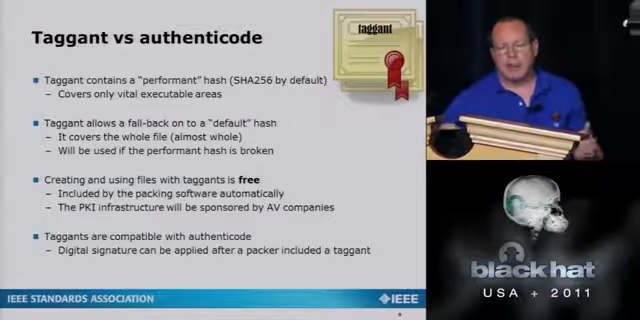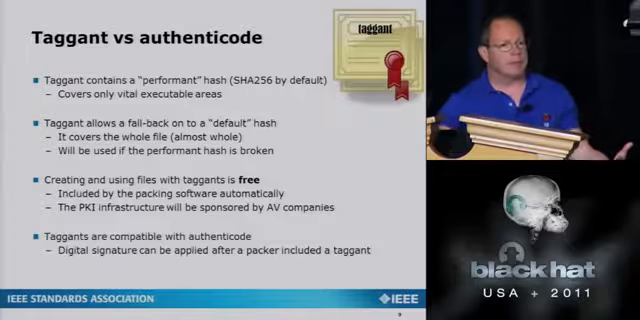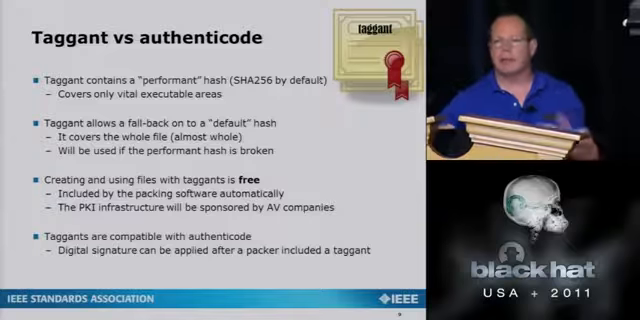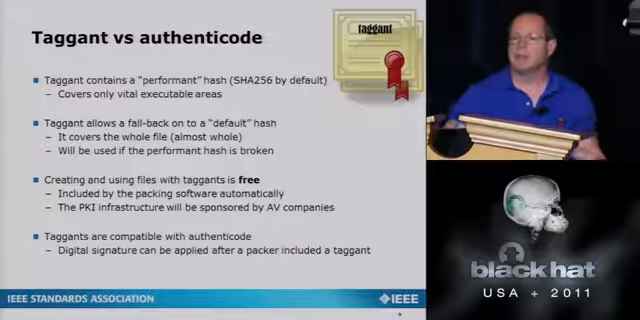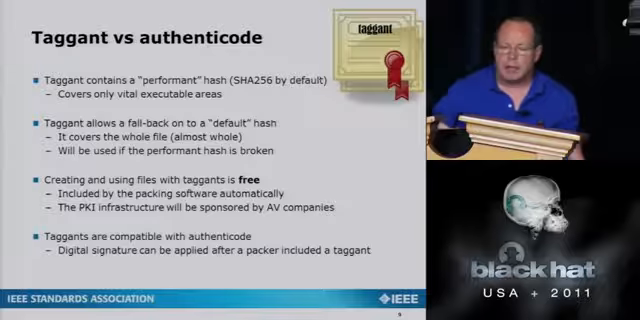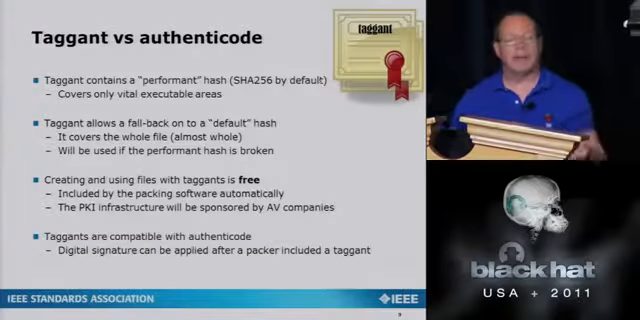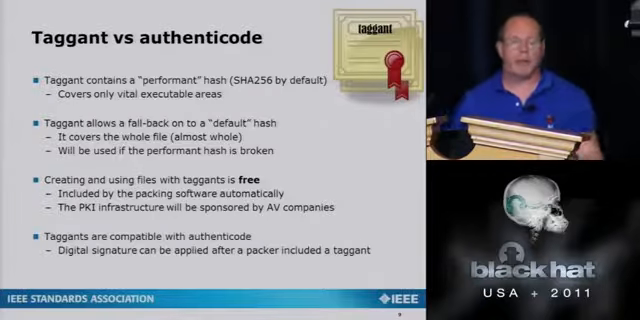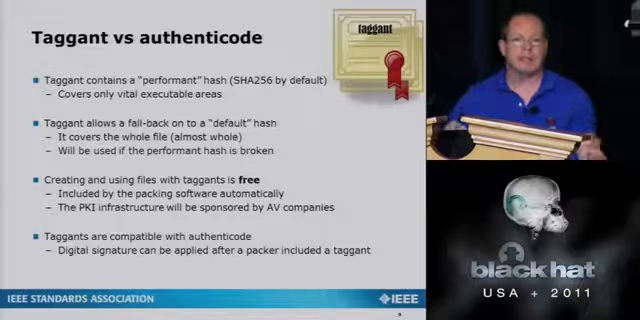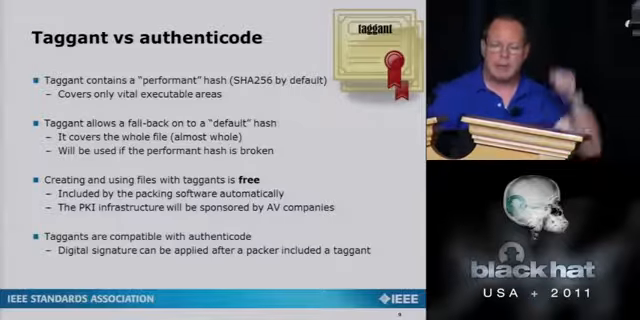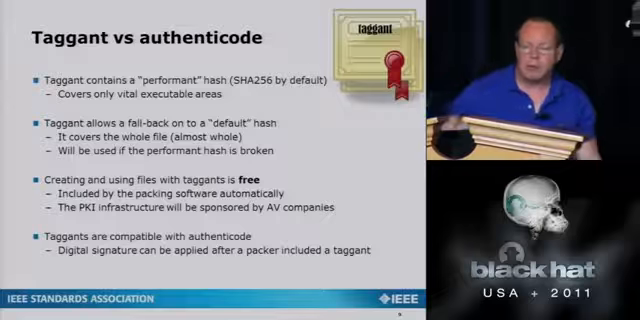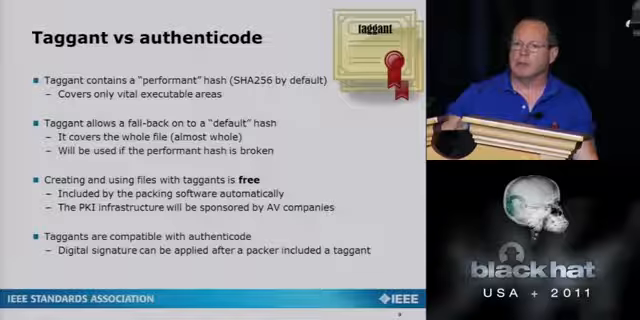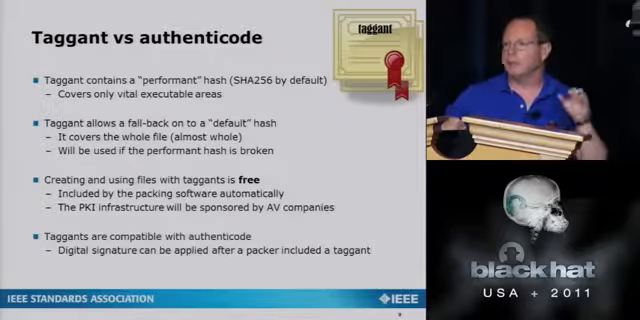Creating and using files with Taggants is free. Once you've bought the packer license and you've activated your license, every time you pack a program, the Taggant is automatically applied to it. You don't have to do any extra steps. There's nothing else for you to buy. The PKI infrastructure that's necessary to drive all this will be supported by the AV companies. We're paying for it. We're making it, providing it free of charge to the packer companies and to their end users. And the Taggants are compatible with Authenticode. You can take a file that has a Taggant and apply a digital signature to it, and the Taggant will still be valid, and the digital signature will still be valid.